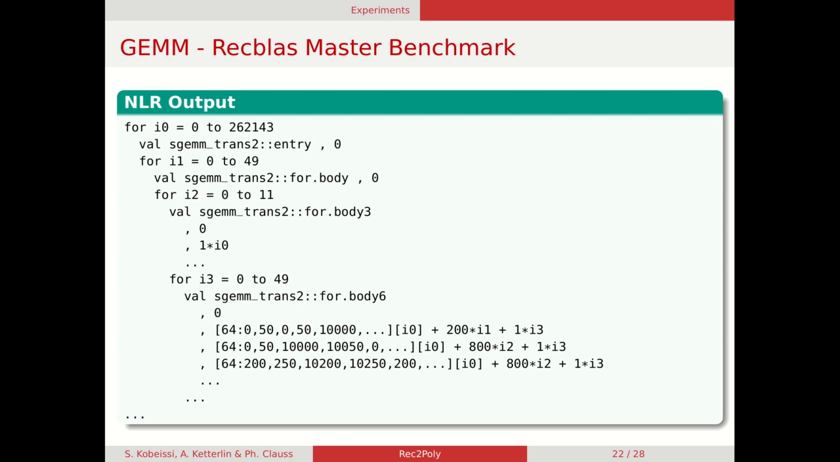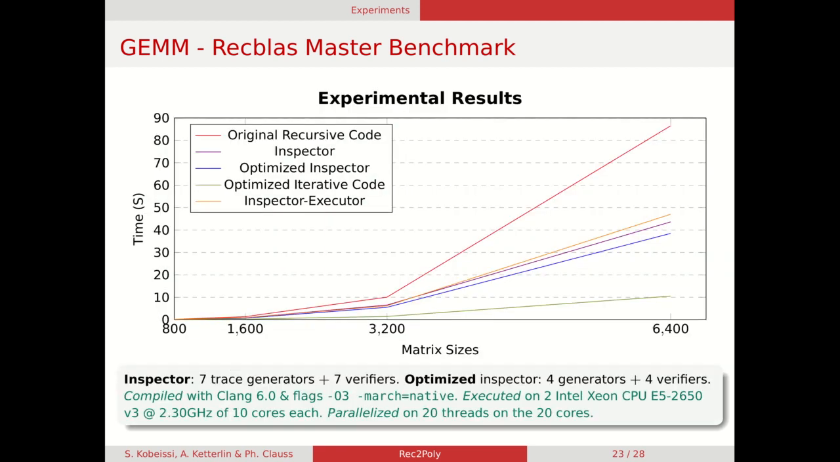Here is a part of the NLR model of the trace of this recursive program. It shows that the program exhibits a linear control but a non-linear memory behavior, as the coefficients values are represented as lists. Here are the experimental results of this program. On the horizontal axis, we have the matrix size, while on the vertical axis, we have the execution time of the program. All the comparisons I'm going to make are with respect to the performance of the original recursive code represented by the red line.